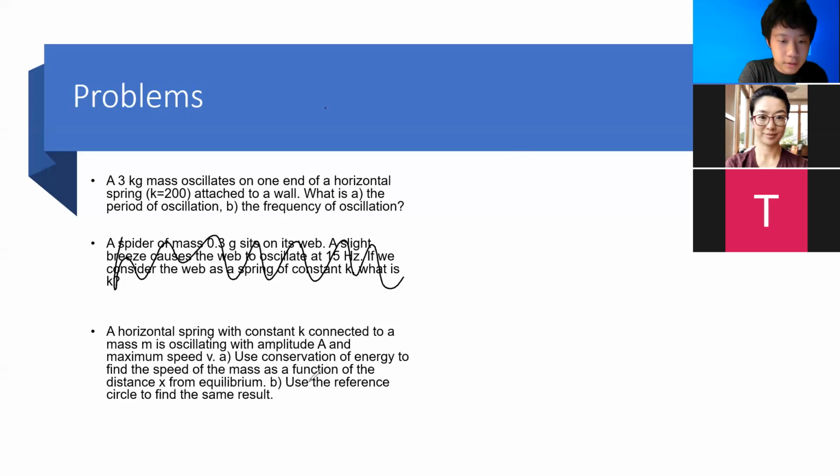For the second one, the speed of the mass should be a function of distance x, v max, and a. So the speed of the mass should be a function of v max, a, and its distance x. Okay, all 3 of those.